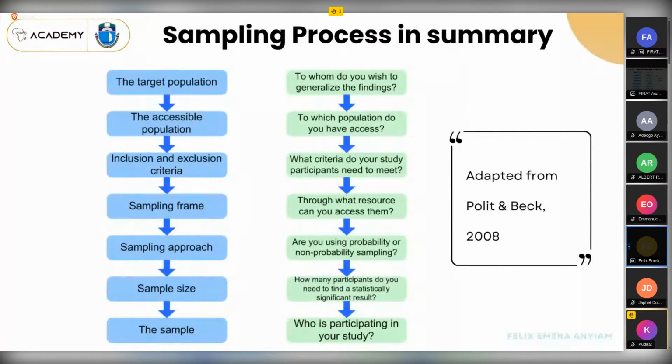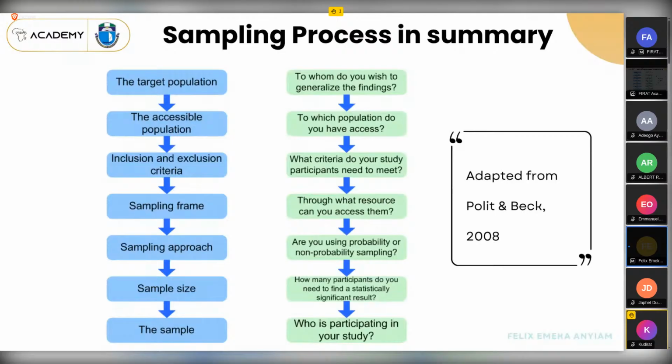All right, so this is the sampling process in summary. Like I mentioned, first of all, you have to know your target population. To whom do you wish to generalize this finding? Everybody is not your target population. For preeclampsia, your target population is women that are pregnant. For stroke, your target population would be the adult population, adult and elderly, not children.